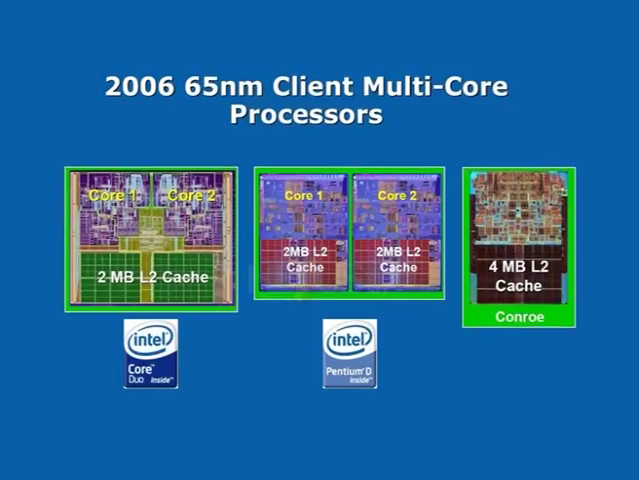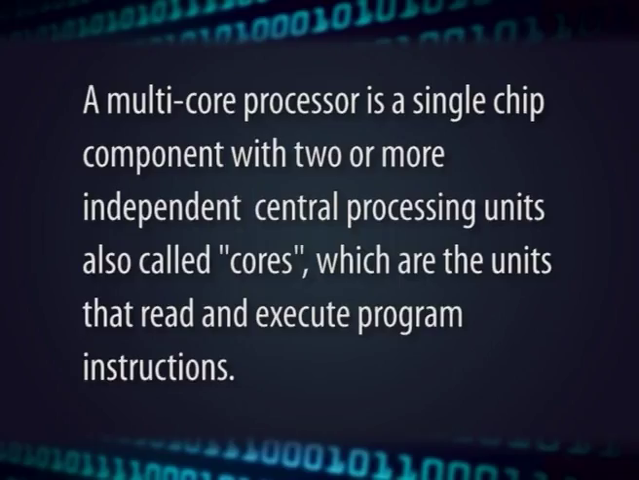Multiple cores imply that a single chip contains more than one central processing unit. One central processing unit is termed as one core. A multi-core processor is a single chip component with two or more independent central processing units, also called cores as explained earlier. The cores are the units that read and execute program instructions.